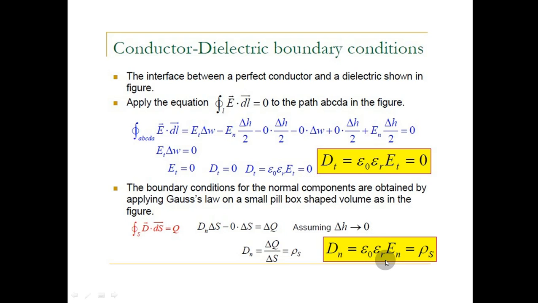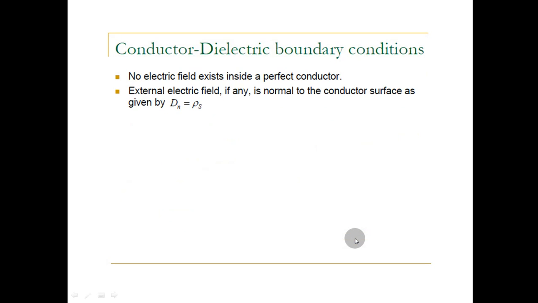Okay. From this we will go to the next slide. Now, what we have here, the conductor-dielectric boundary condition: no electric field exists inside a perfect conductor. The external electric field, if any, is normal to the conductor surface, as given by Dn is equal to rho s.